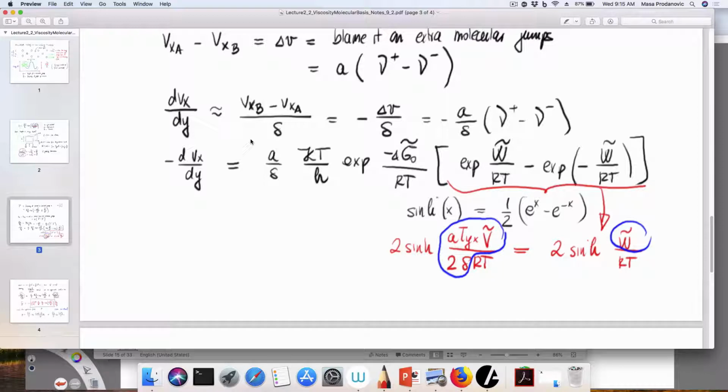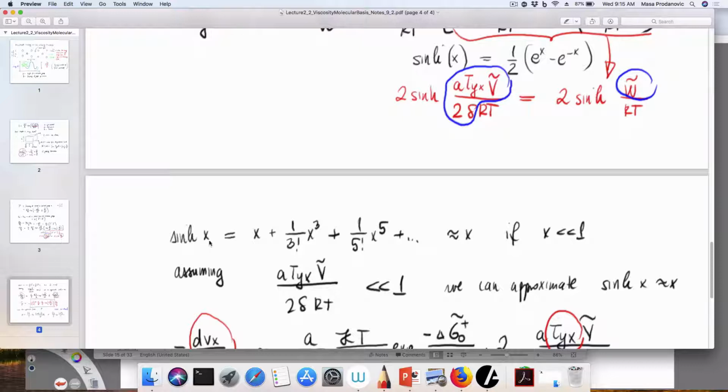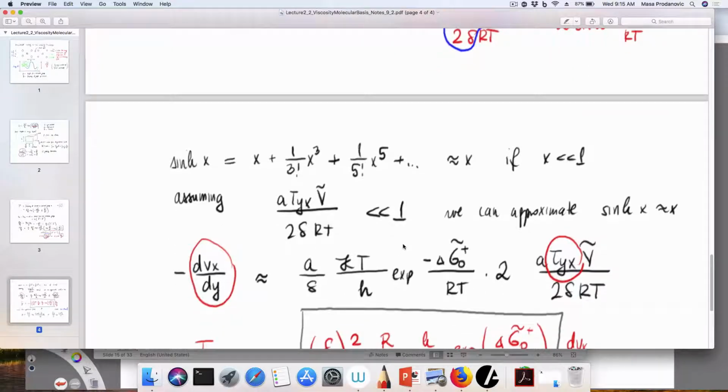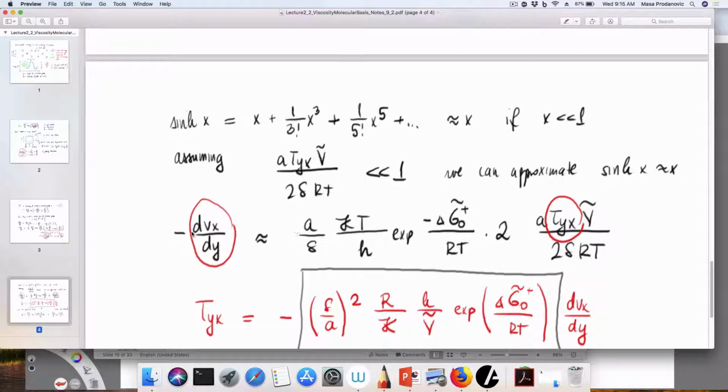Okay. Now, assuming this number is small, my sinh x is actually very similar to x itself, because this is my Maclaurin series around 0 for hyperbolic sine. So if I do ignore higher order terms, then this is similar, and instead of sinh of this, I can just write that number. So when I do, this is what I get.